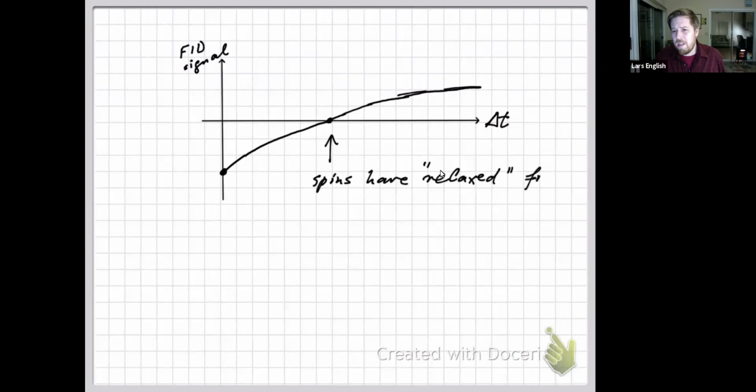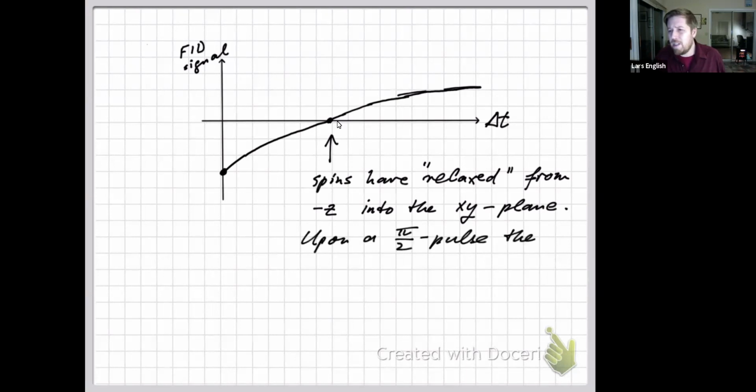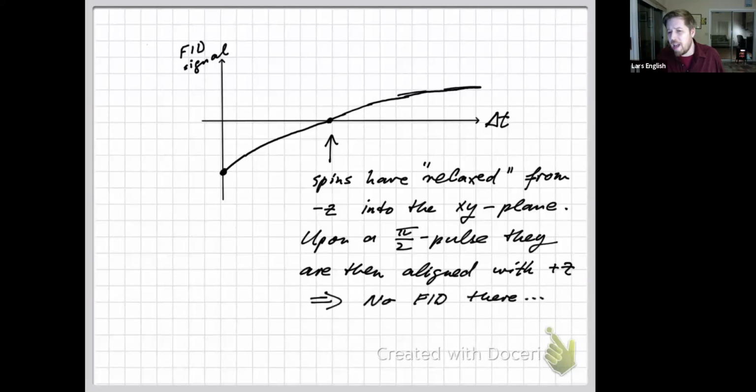We would actually expect that signal to go away completely. Here, we've waited a sufficiently long time for these spins to have gone from the -z axis back to the xy plane, and then we're hitting those spins with another pi/2 pulse. Well, then they get rotated back to the +z axis, and we wouldn't expect an FID signal there. So upon a pi/2 pulse, they're then aligned with the +z axis, and so we should not get an FID anymore. Okay, so that is what happens here.